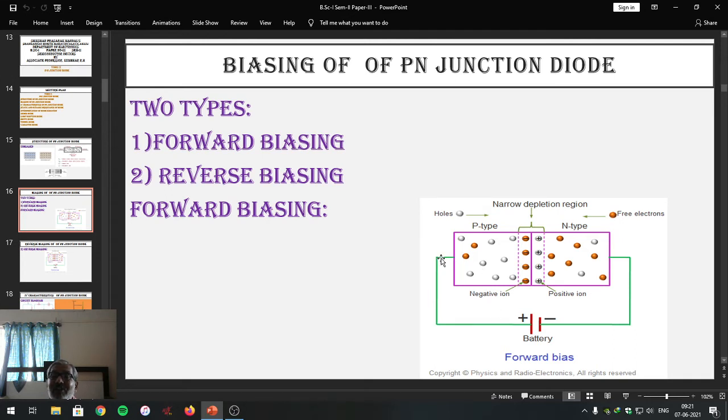To this P region, if you connect the positive terminal of the battery, and to the N region, if you connect the negative terminal of the battery, then that type of biasing is called forward biasing of the PN junction diode.